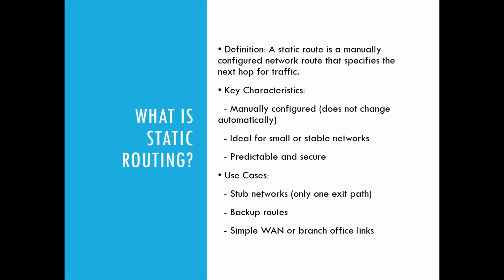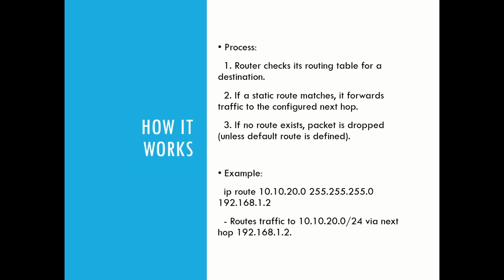Okay, now let's understand how static routing works inside the router. The router initially checks its routing table to find where to send the packet. If there is a static route that matches the destination, the router forwards the packet using the next hop IP address that you have configured. And if no route matches and there's no default route set, then the packet is dropped.